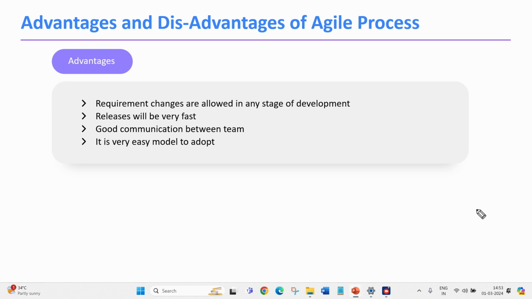In agile process, there is good communication between all the team members like product owner, scrum master, developers and QAs. Agile model is a very easy model to adopt.